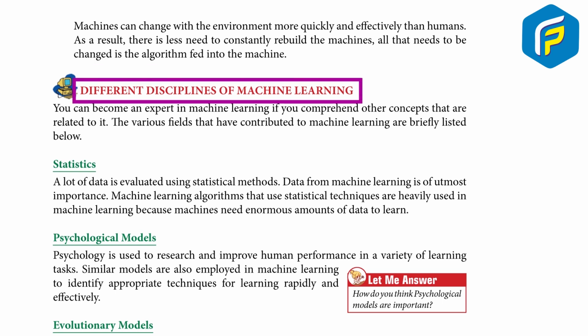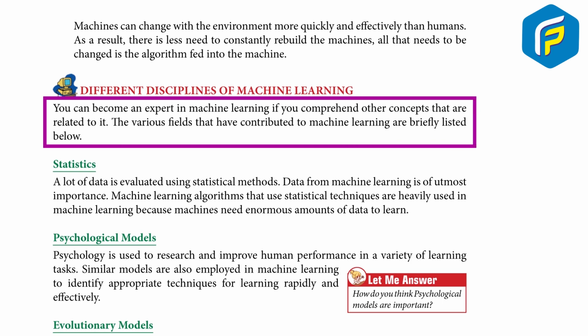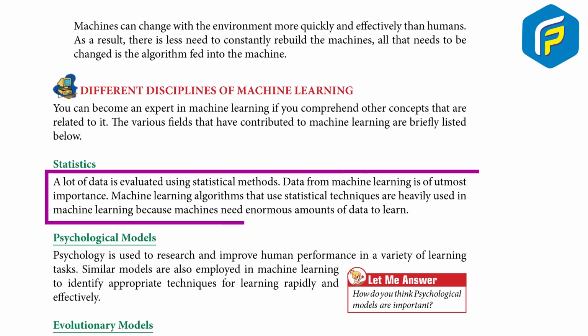Different disciplines of machine learning. You can become an expert in machine learning if you comprehend other concepts that are related to it. The various fields that have contributed to machine learning are briefly listed below. Statistics. A lot of data is evaluated using statistical methods. Data for machine learning is of utmost importance.